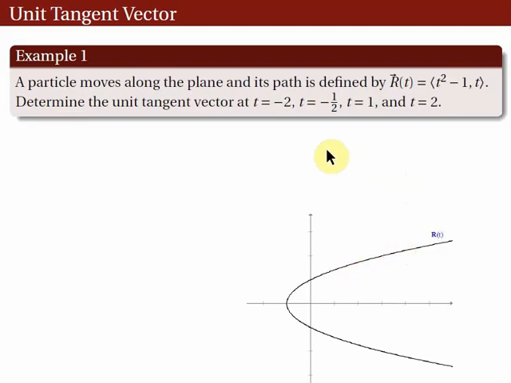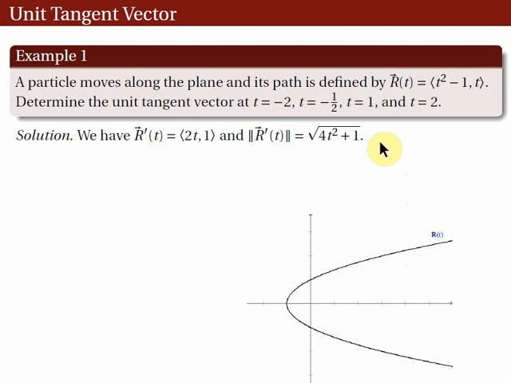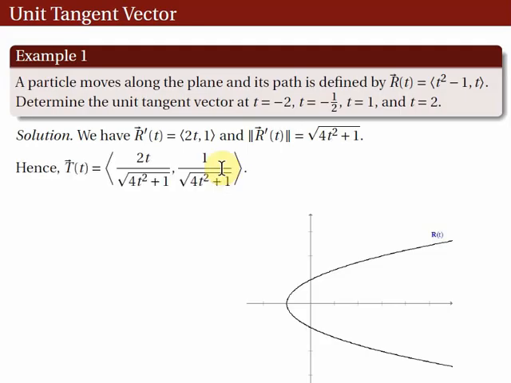So going back, to get the unit tangent vector, we need r prime and the norm of r prime of t. So we solve for r prime and we get, so r prime is equal to the vector 2t, 1, and the norm of r prime is equal to the square root of 4t squared plus 1. So from the definition, the unit tangent vector is just r prime of t over the norm of r prime of t, so we get this vector. So 2t over the norm, 1 over the norm of r prime of t.